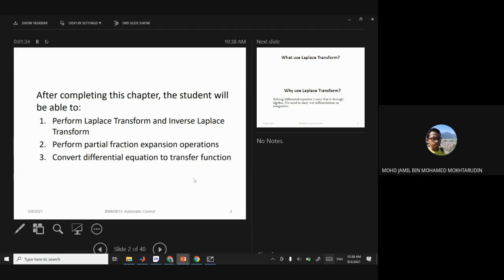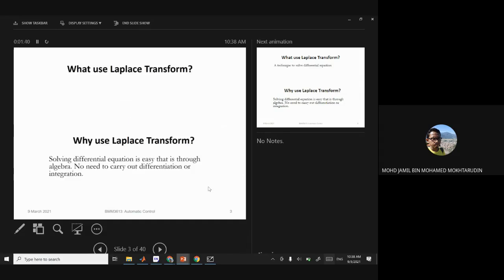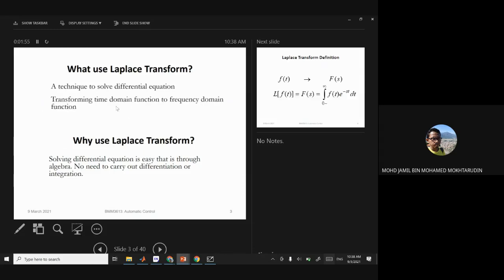Before we go about learning transfer function, we will learn about Laplace transform first. So what is Laplace transform? Laplace transform is basically a technique, a mathematical technique to solve differential equation or to solve ODE. So why we use Laplace transform? Basically Laplace transform, we convert the function from time domain to frequency domain.